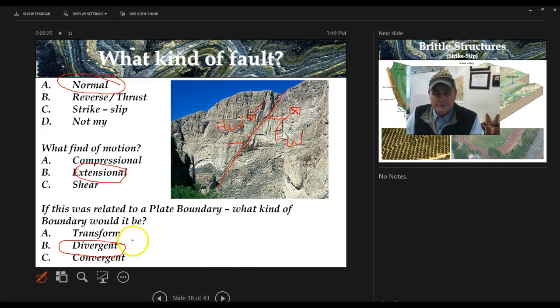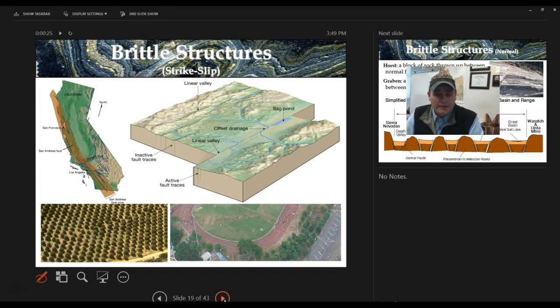You getting it? This is sometimes hard for students to understand, so I took some extra time to go over it. Okay, so we're going to go through and talk about some structures that go along with each kind of these faults. Here's a strike slip fault.